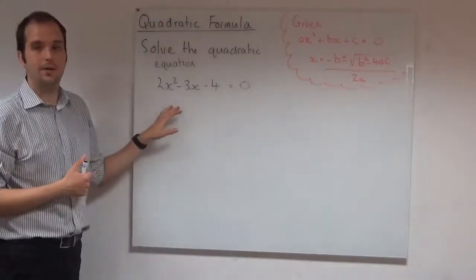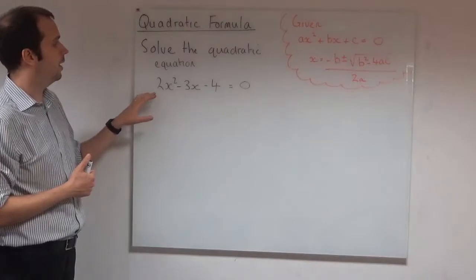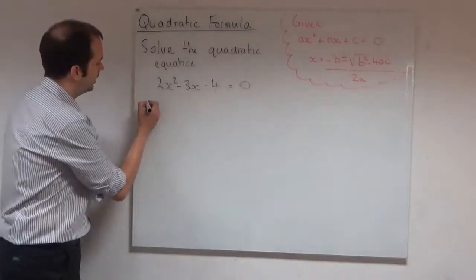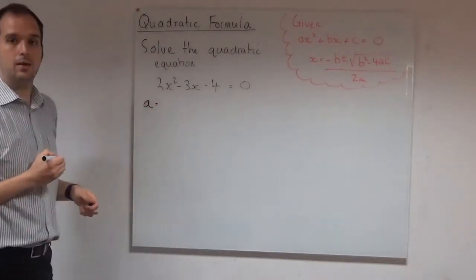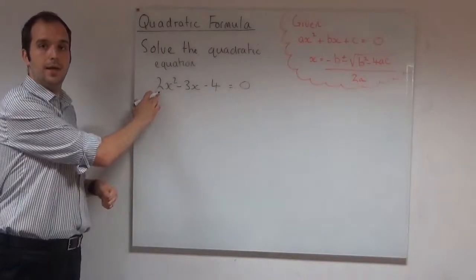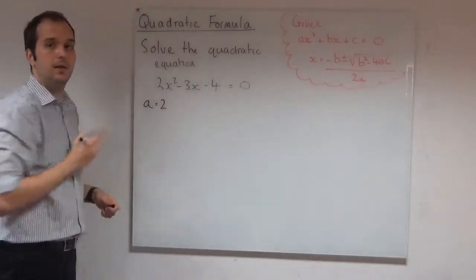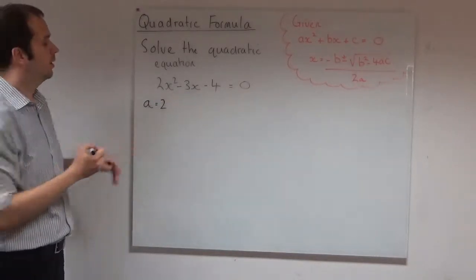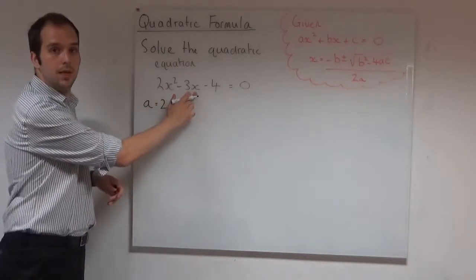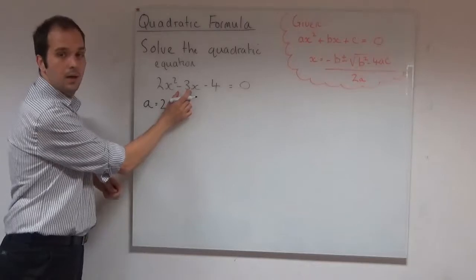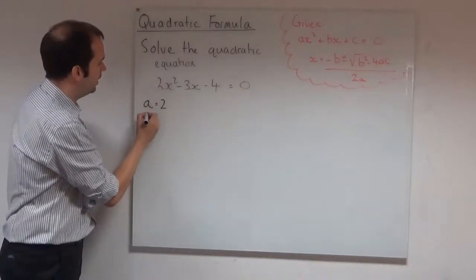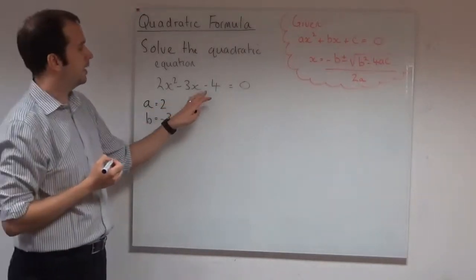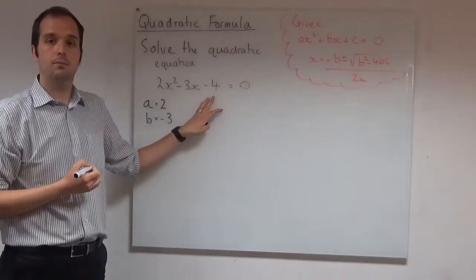So let's have a look at our example. The first thing we should write down are the values of a, b and c. Now remember, a is the value in front of our x squared. So we have 2x squared here, so we can see our value of a is 2. Having a look at the value of b, the number in front of x, we see we have minus 3x. Now the minus is part of the x term, so it should be with the 3, so our b is minus 3. And our constant term, which is our c, is minus 4.